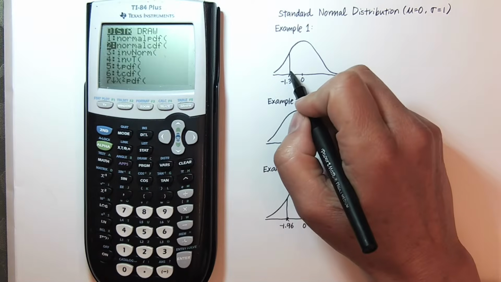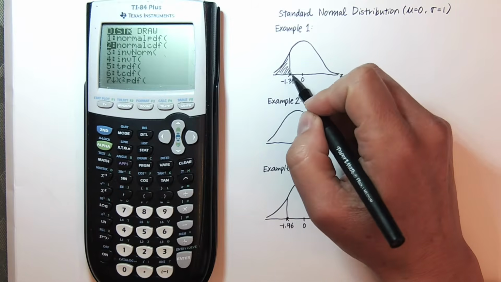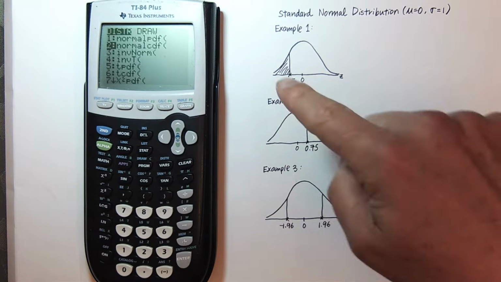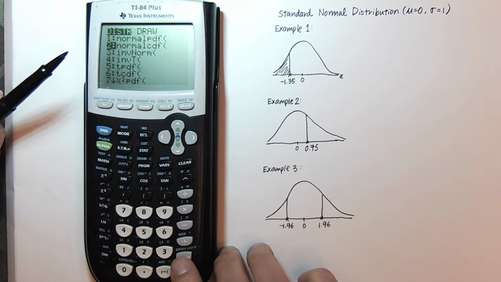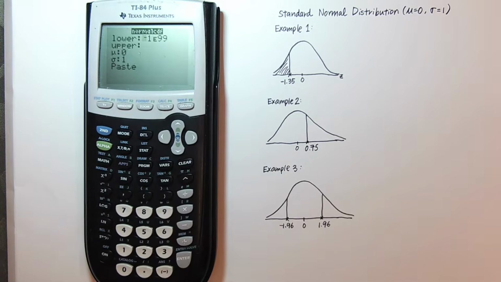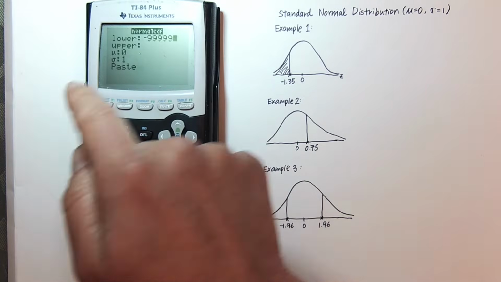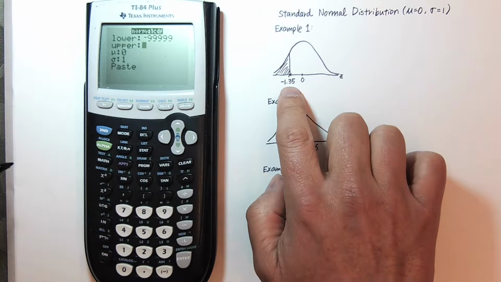And before I hit that, what I want to do is find the area under the curve, which is the probability, to the left of negative 1.35. So I'm actually off to negative infinity over here. So as I hit my norm CDF, the lower bound is going to be a really small number. I normally just put like negative 99999. That's my left bound way over here. Then my upper bound is going to be negative 1.35.